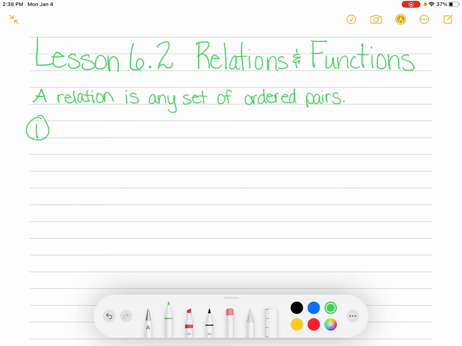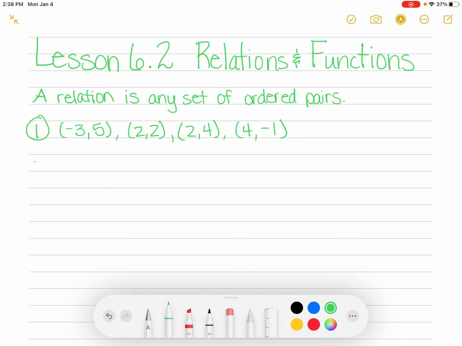So here's the first way. It's ordered pairs. You will see something like this: -3, 5, 2, 2. These are different points, 2, 4, and 4, -1. Those are relations because they all have something to do with each other. They would all be on the same graph if you graphed them, right?